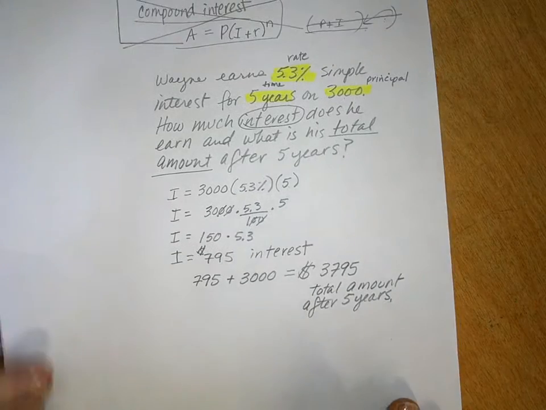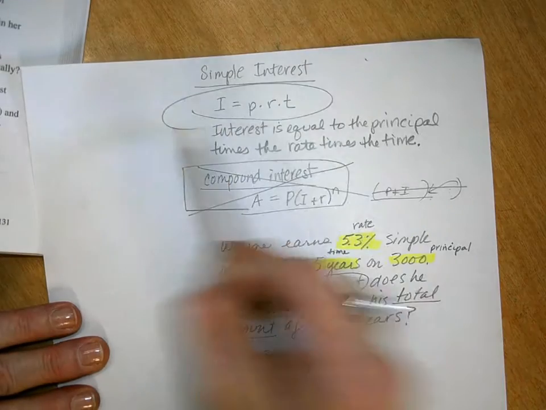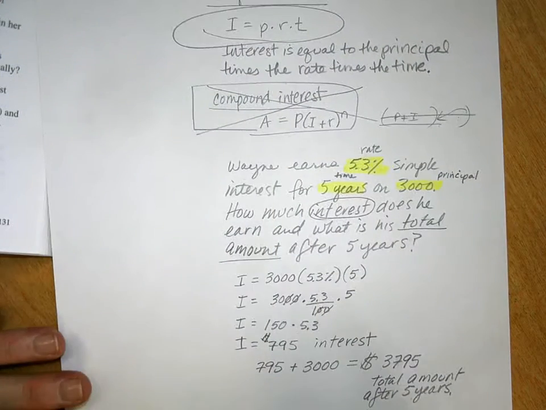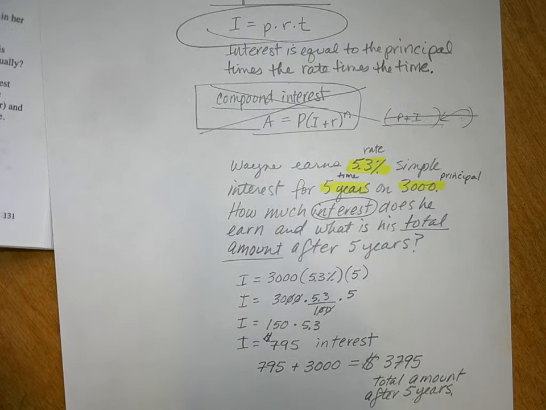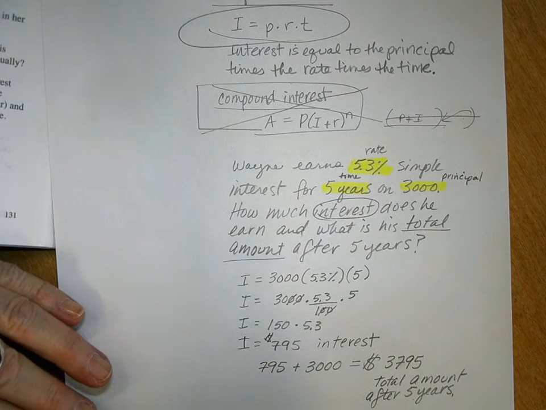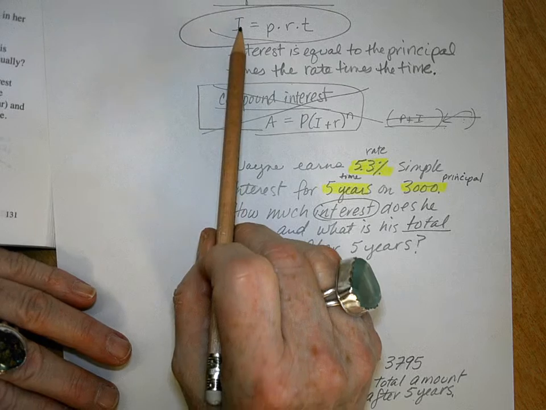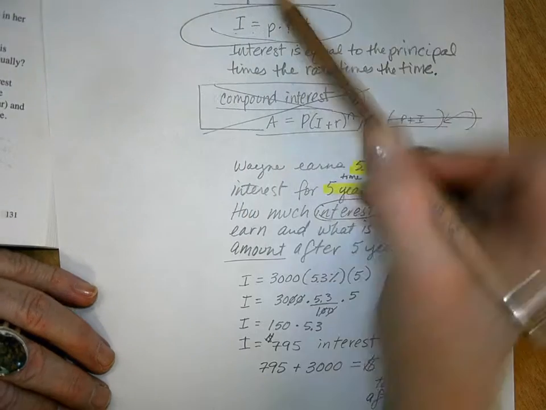So I hope that was helpful. This interest formula is really easy. The way I remember it is I make up a little chant for it. So I say, I-P-R-T, I-P-R-T, I-P-R-T. And that rhythm gets in my head, and so I don't forget that formula. I know interest equals PRT.